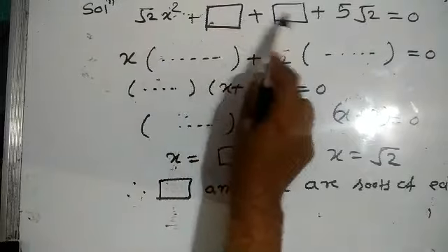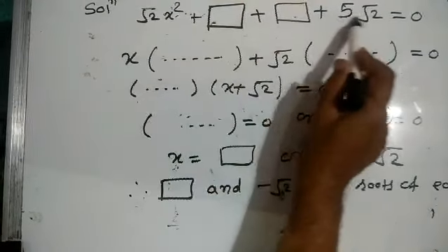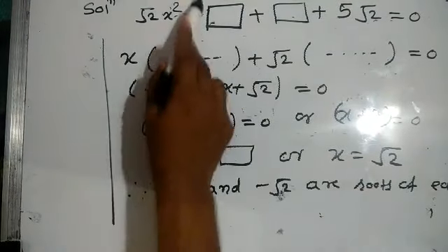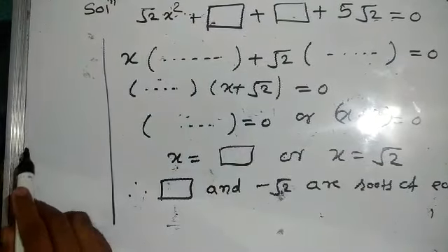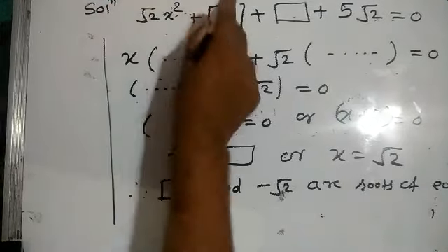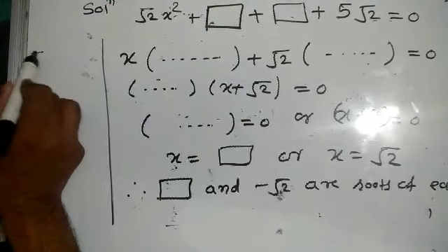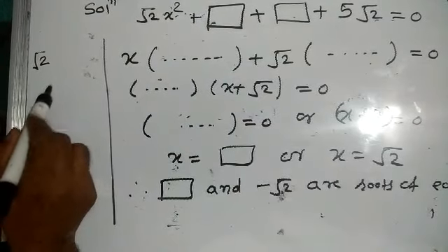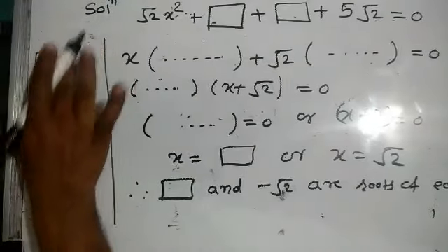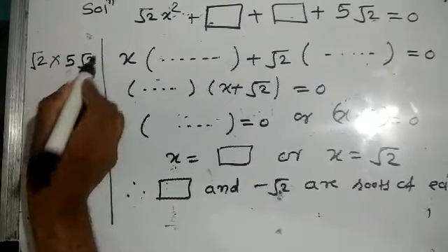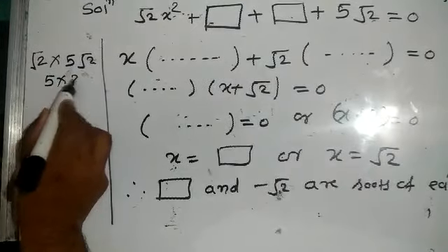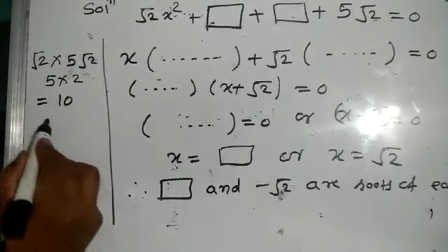Here there are two boxes, plus 5 root 2 is equal to 0. Carefully, here we have to split this 7x. Therefore first multiply this root 2 with 5 root 2. When we multiply this root 2 into 5 root 2, what we get? Root 2 into root 2, that is 2. 5 into 2, that is 10.